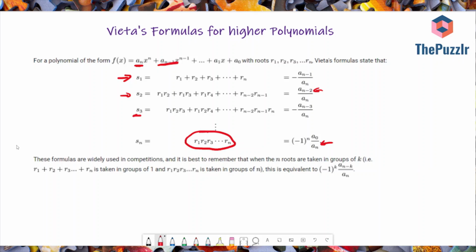And it's just best to remember that when the n roots are taken in groups of k, so for example, r_1 through r_n is taken in groups of 1, since we're taking one root at a time, and r_1 through r_n is taken in groups of n, since we're taking n roots at a time, this is equivalent to negative 1 to the power of k times a_(n-k) over a_n. Let's look at a problem or two using these concepts.